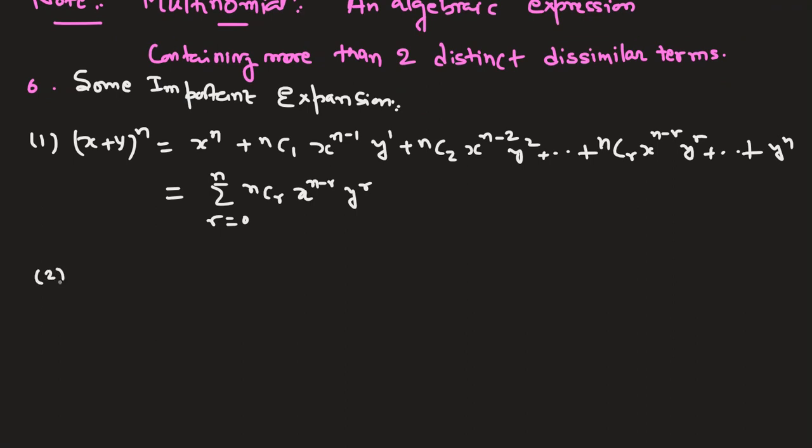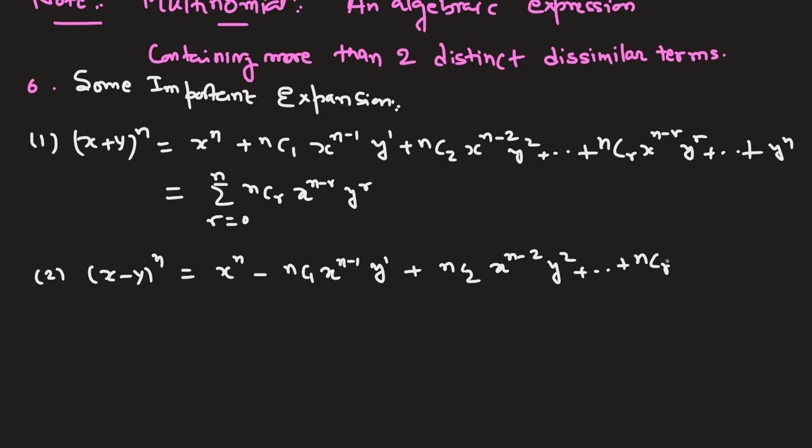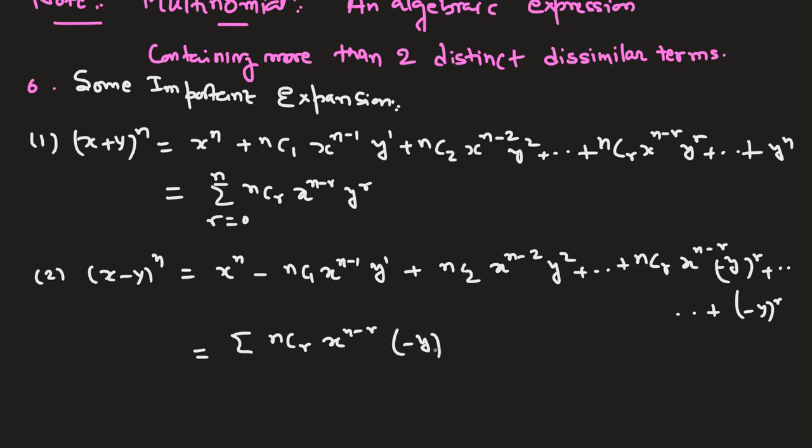Now if you are going to calculate (x - y)^n, wherever you have y, you simply replace it by minus y. So it should be nC1 x^(n-1) y^1, then you have nC2 x^(n-2) and (-y)^2 is y squared, positive. Here you have nCr x^(n-r) (-y)^r, and finally (-y)^n. So using the sigma formula you can write nCr x^(n-r) (-y)^r, r equal to 0 to n.